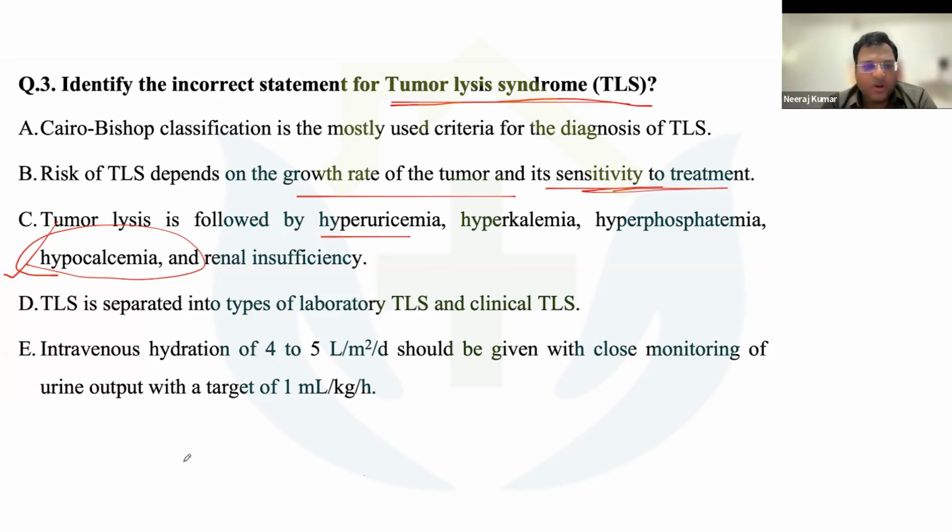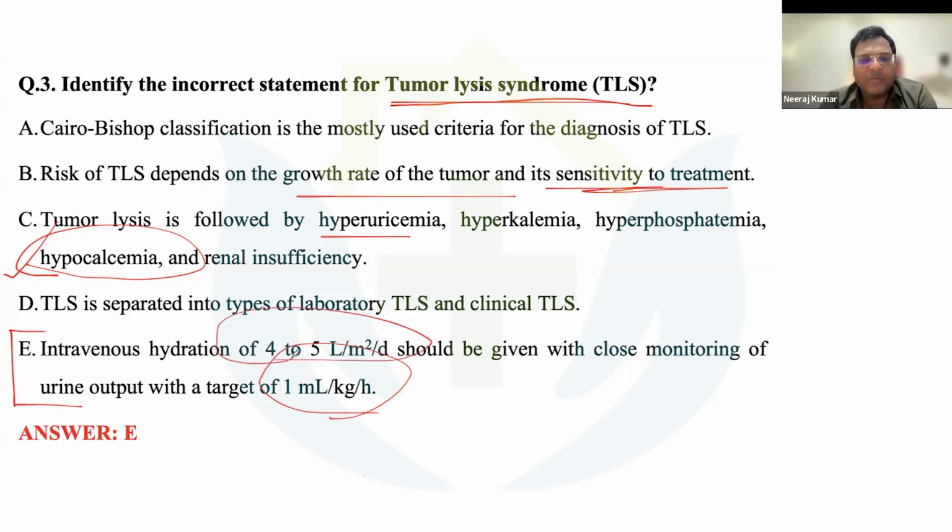Good. So I think you all have attempted. Now here you see that option. You all have not seen this option. The target urine output is 1 ml per kg body weight per hour, and intravenous hydration of 4 to 5 ml per kg per body surface area per day should be given, as a very high dose of hydration is required if the patient is having a TLS.